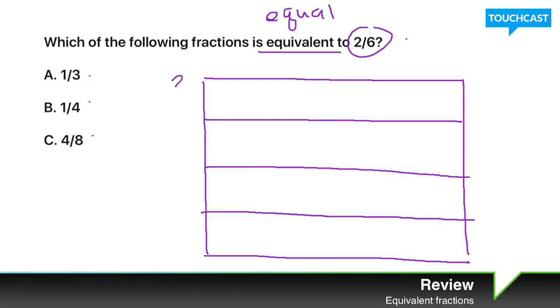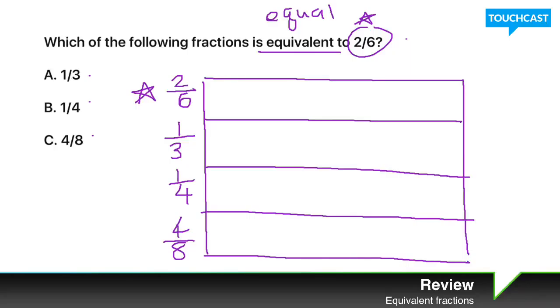And then on the top I have 2 over 6. That's the big fraction I'm comparing against. That's the one in the problem. And then I have 1/3. I have 1/4. And I have 4 over 8. I would like you to pause this video now and solve using the fraction bars you have on your paper and figure out which of the following fractions is indeed equivalent to 2 over 6. Meet you on the other side.